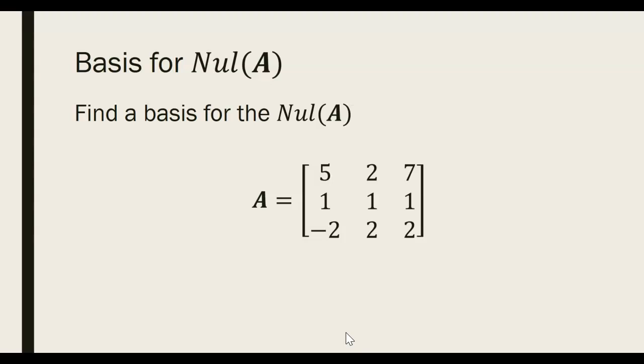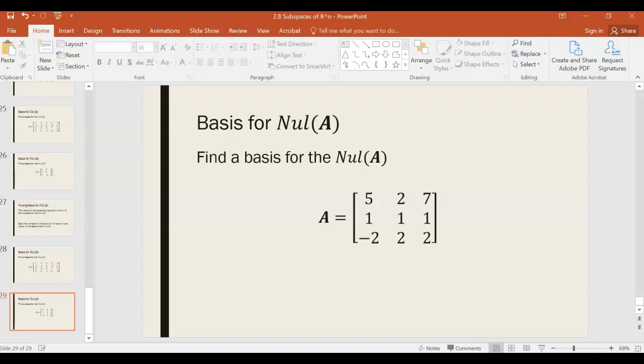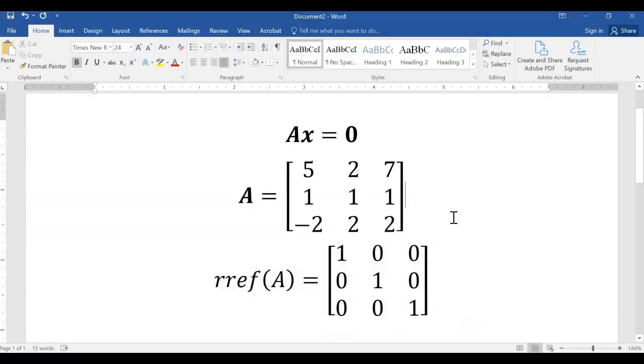Hopefully you did that. And in this case, we're going to use the same concept as always. We want to solve the homogeneous matrix equation. So we take A, we row reduce it, and in this case, we got the 3 by 3 identity matrix. If I had wanted to find a basis for the column space of A, since I had 3 pivot positions, I'd put all 3 columns in the basis.